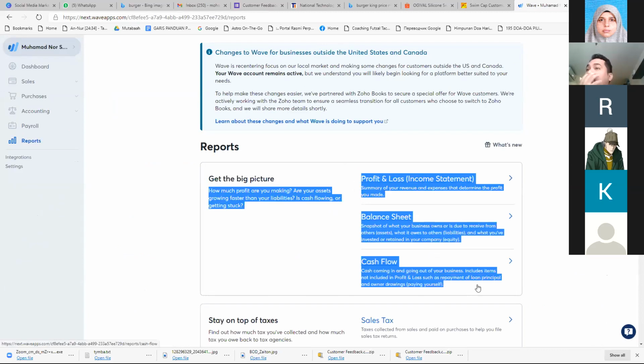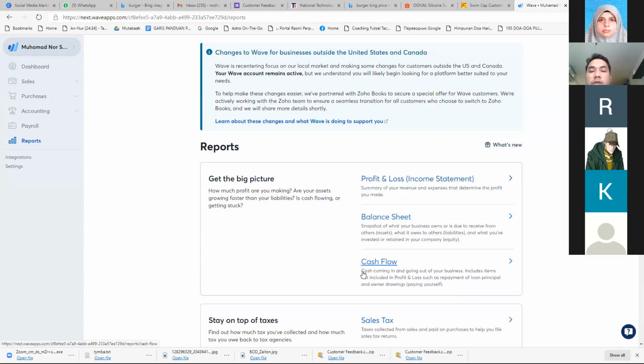Yeah, I know some of you are new with this thing, but if one day you want to become an investor, you want to start your own business, this is the basic report that you need to know. Cash flow, the profit and loss, and then the balance sheet.